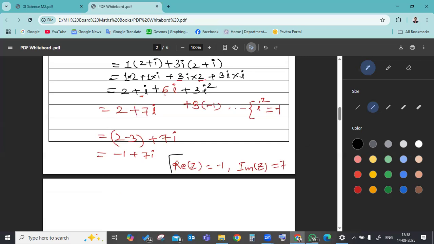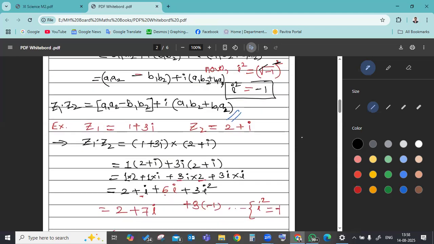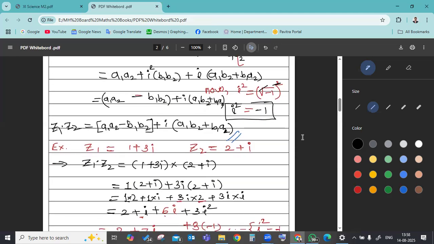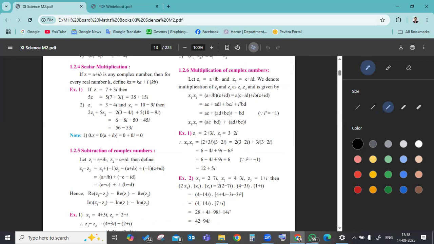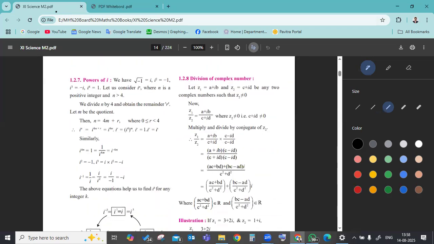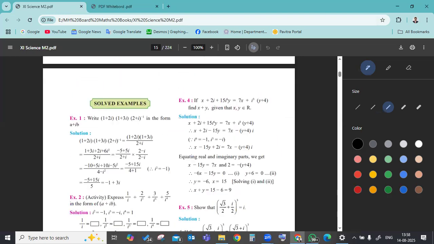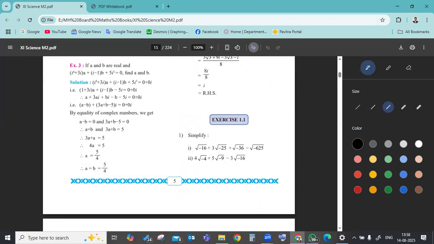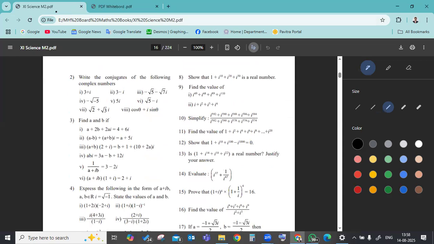Understood this thing? Yes. Or is there any doubt? No. Okay, now let's take few examples from textbook. We'll see that theoretical part, properties of complex numbers, multiplication, addition later on in detail. Okay.